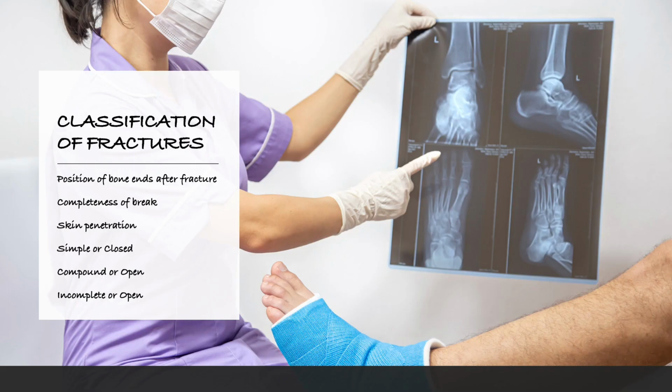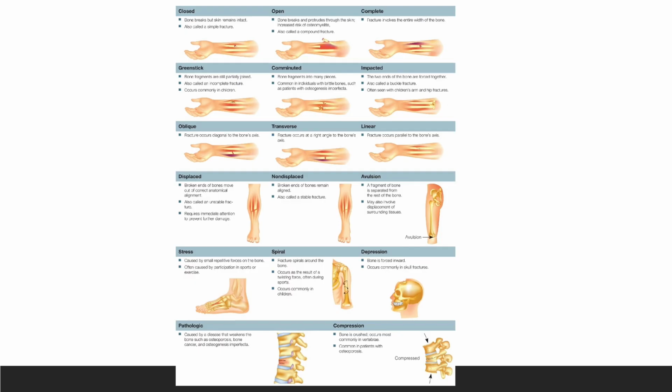we usually classify fractures in certain terms, such as the position of the ends after the fracture. Is there completeness of the break? Is it broken a little bit at the edge, or is it broken all the way through? Is there skin penetration? Can you literally see a bone sticking out from the skin? Or sometimes you may see underneath the skin. Is it simple or closed? And we use the term compound or incomplete or open.